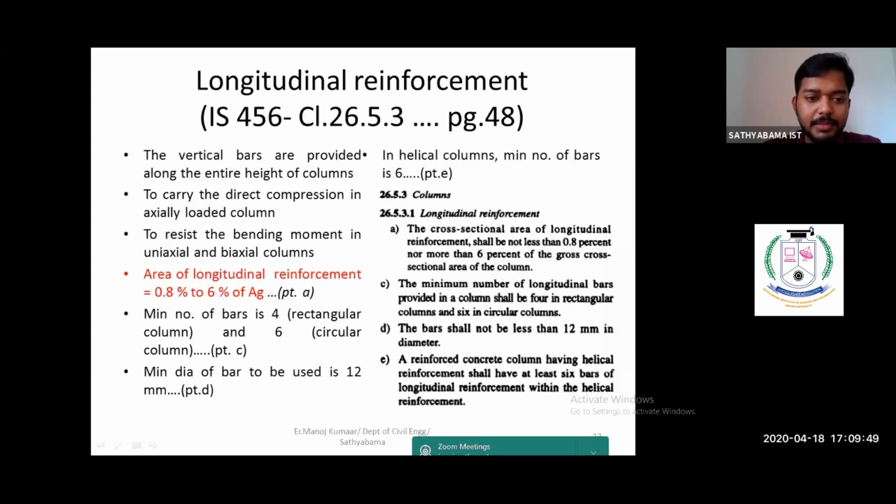And the minimum area of longitudinal reinforcement, the main bars that should be provided in a column, is 0.8% to 6% of the gross area of the column. Total cross-section area of the column is called AG. And for rectangular column, the minimum number of bars is 4, and for circular column, the minimum is 6. And the minimum diameter for main bars is 12 mm. And all these points are discussed in clause 26.5.3, page number 48.